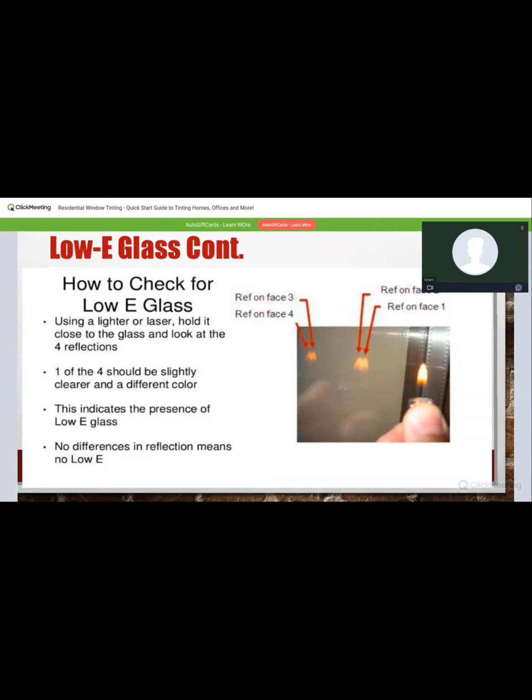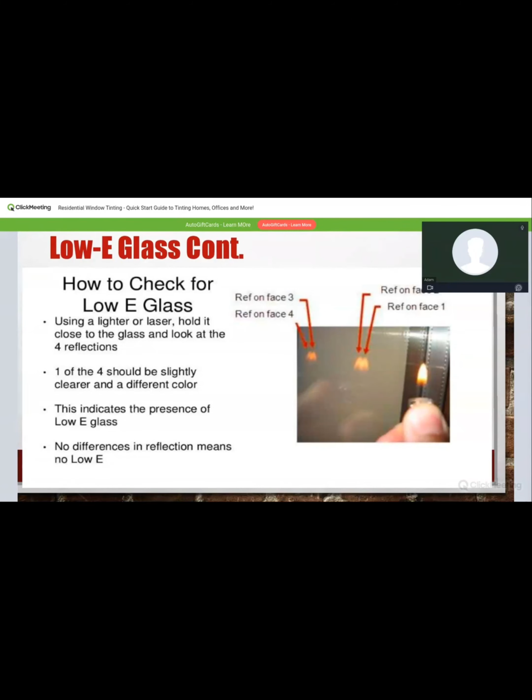What you're going to do is hold it close to the glass and look for 4 reflections. All glass will have 4 reflections. Now, when you're at home, do this tonight or tomorrow morning, see if your own windows have it so you can see what those 4 flames look like. Of those 4 flames, one of the 4 should be slightly clear and a different color. This indicates the presence of low E. If you have those 4 flames and they're all the exact same, there's no low E coating on those windows.